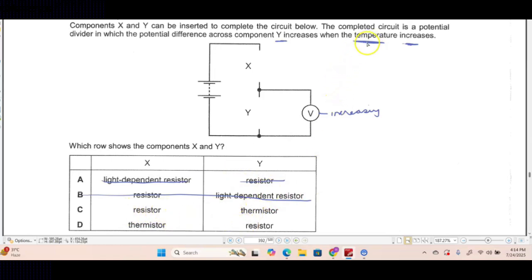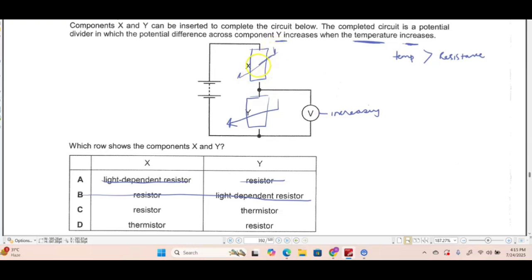Now, when they are talking about temperature, the thermistor comes into play. I've told you many times that when the temperature of the thermistor increases, the resistance decreases. And the potential difference across Y has to increase. So if the temperature has increased and the thermistor is over here, increasing the temperature is going to decrease the resistance and the value over here won't increase. So this means that the thermistor is connected over here at X.